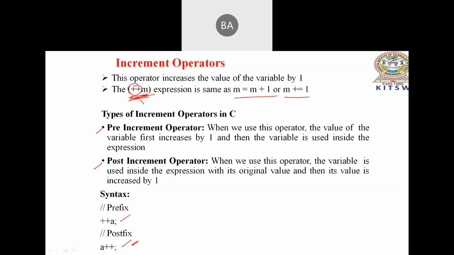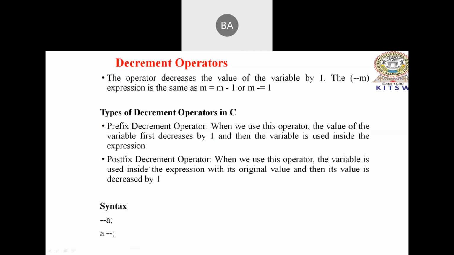Fine. So in the pre-increment operator, the value of the variable is first increased by 1 and then the variable is used inside the expression. So pre means first it will increment or decrement the value of the variable and then the new value is used in the expression. Post-increment means the variable is used in the expression first. After that, the variable value is incremented by 1.